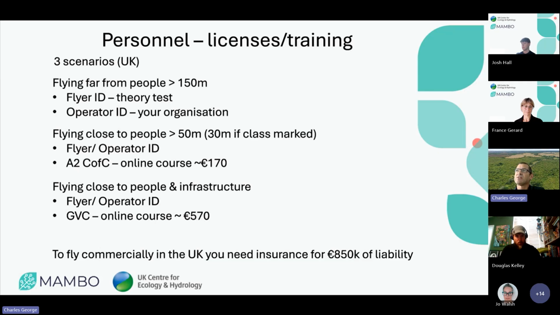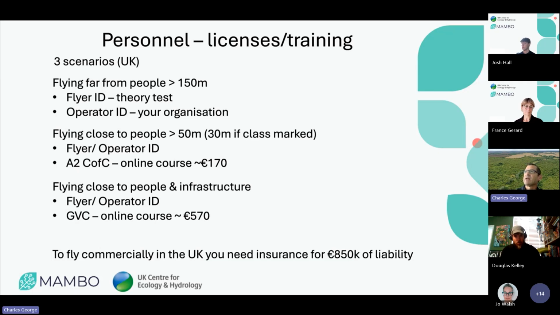In this country, then you need a flyer ID, which is just an online theory test. And then your organization will need an operator ID. This then gives you a registration number that you have to stick on all of your drones. So it's the same number for all of the drones within an organization.